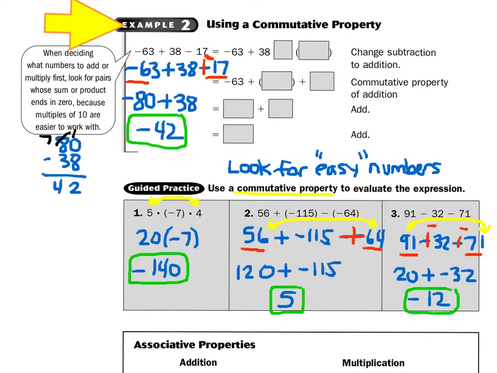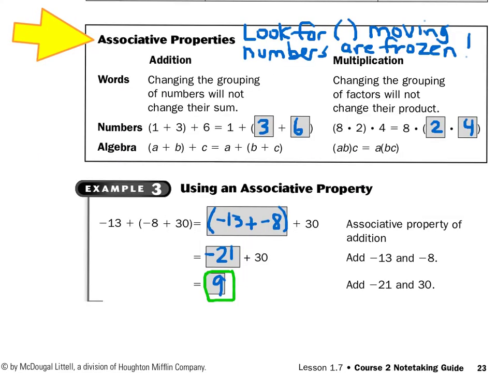It's 91 minus 32 minus 71. Well, the first thing I would do is add a line and change the sign in front of the 32, and add a line and change the sign in front of the 71. So I have 91 plus negative 32 plus negative 71. And now, notice what I did here. I actually decided to put 91 plus negative 71 together, and that is because it gives me an easy answer of positive 20. And now positive 20 plus negative 32 just gives me negative 12.